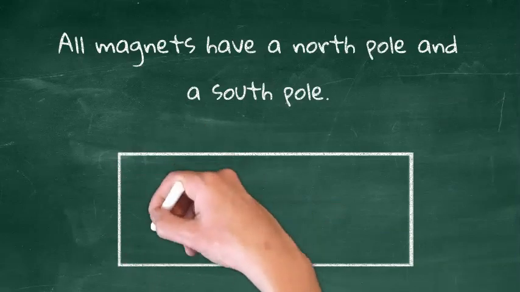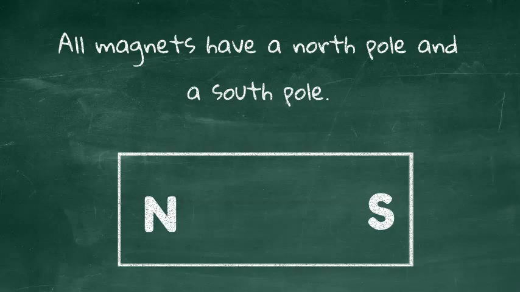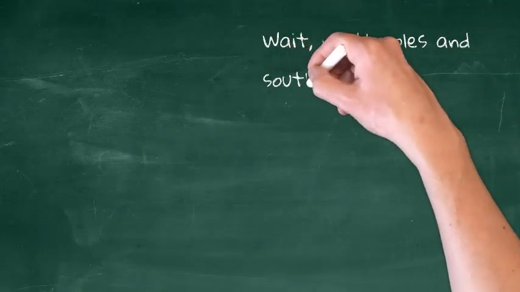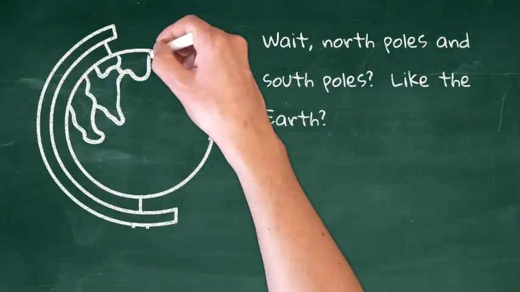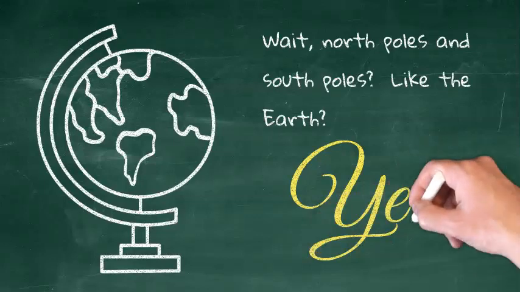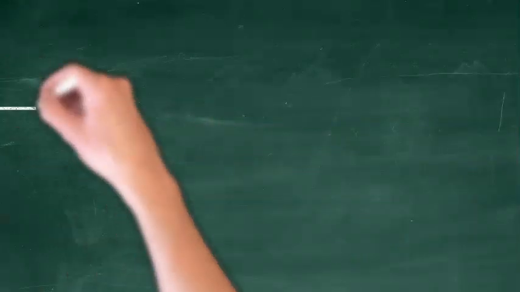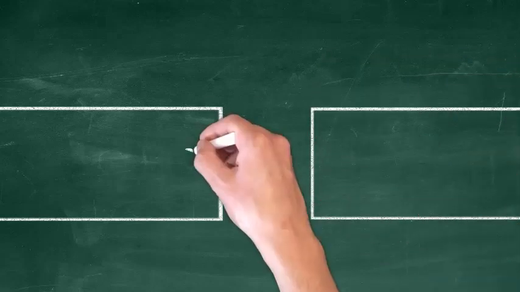So all magnets have a north pole and a south pole, just like this magnet on the bottom. Wait, North Pole and South Poles? Like the Earth? Actually, yes. The Earth is a giant magnet. So when we're talking about repulsion and attraction, we're actually talking about those magnets.